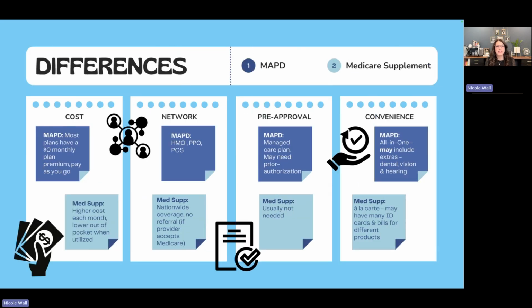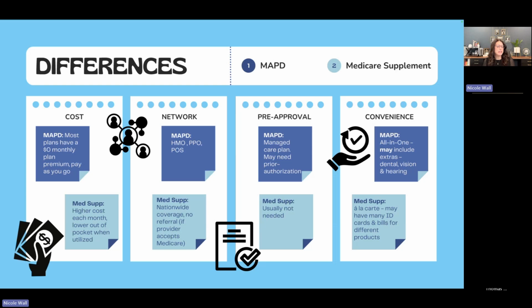Okay, now we're going to break down the differences. The first one we're going to go over is cost. With a Medicare Advantage plan, most of the plans may have a $0 plan premium per month. That means it's going to be more of a pay-as-you-go type of plan. So you're paying that $0 monthly plan premium, but when you utilize the plan, you're paying co-pays or co-insurance for those services until you reach an out-of-pocket maximum.